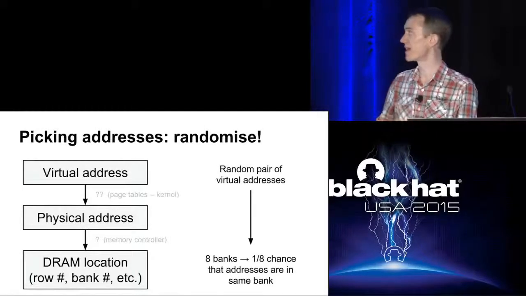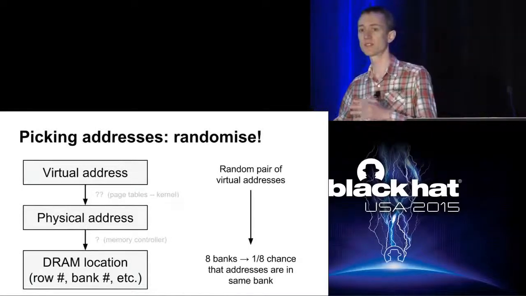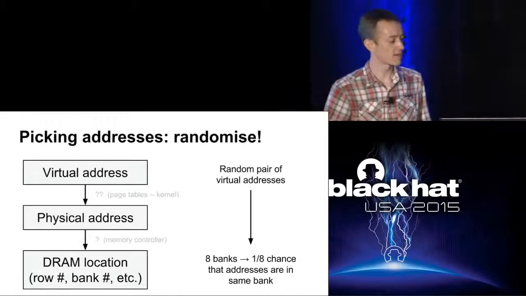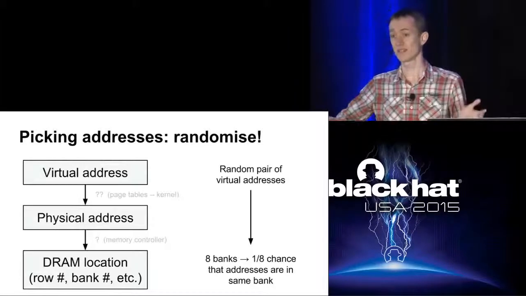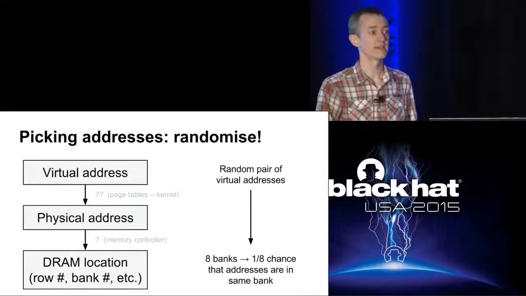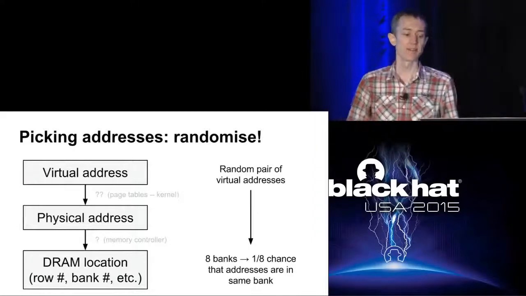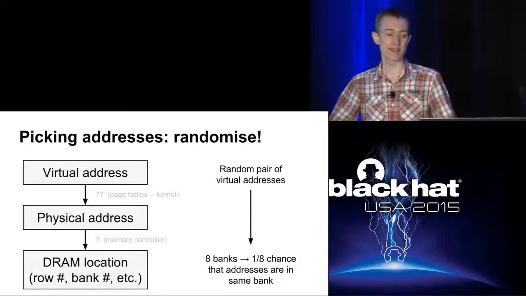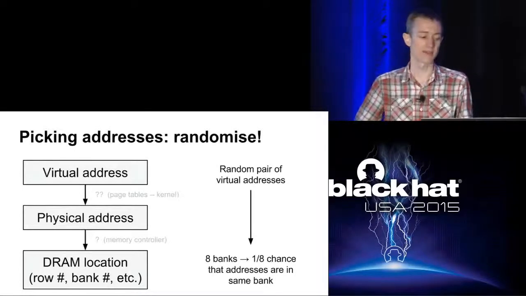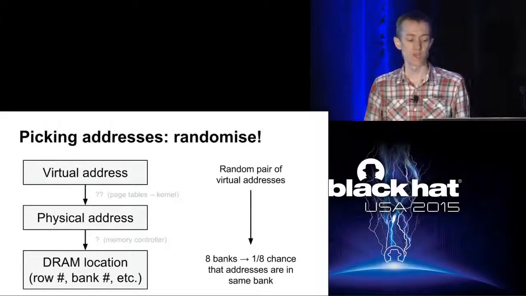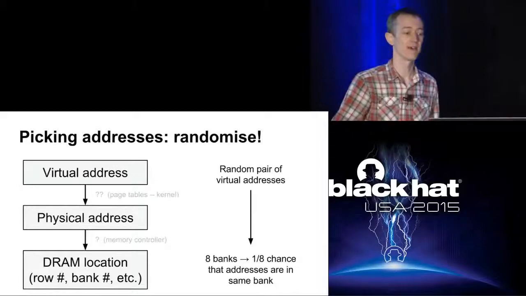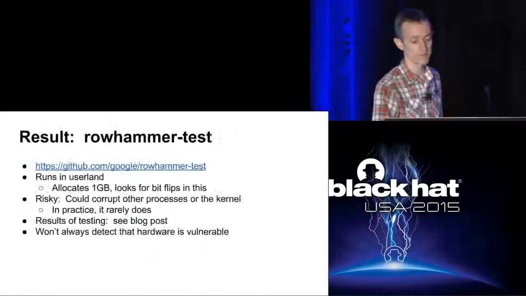But the insight that I had was you don't actually need to know about those two mappings to do row hammering from a normal process, because we can just pick address pairs randomly. So typically the number of banks is actually quite small. It's something like 8 or 16. That means we've got a 1 in 8 or a 1 in 16 chance of getting two addresses that are in the same bank. And those are actually really good odds, because we can try many address pairs in turn as we search for a pair that can cause a bit error.